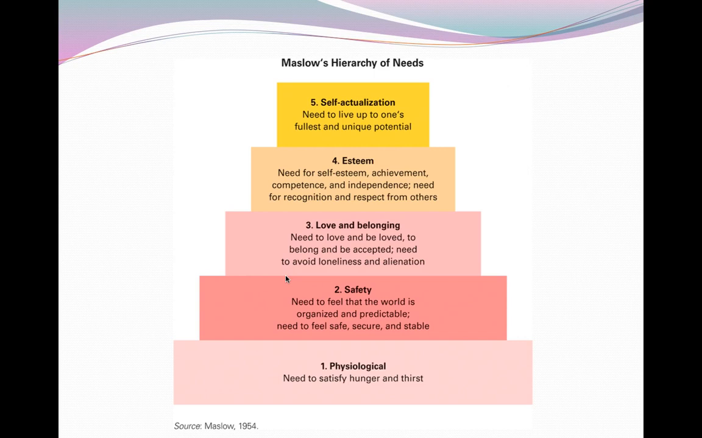Love and belonging, we need to be feeling accepted and belonging to someone, family situations and so forth. We don't want to be lonely or alienated. And then if we get that, then we build on to self-esteem. So achievement, competence, independence, need for recognition and respect from others. And then if we finally make it up to self-actualization, that need to live to one's fullest and unique potential.